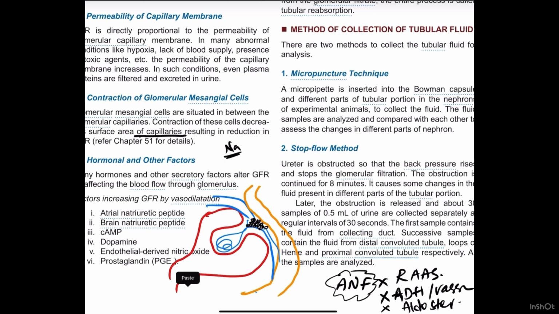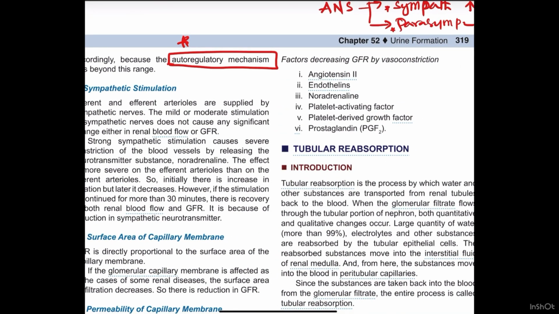Brain natriuretic peptide is also produced as a natriuretic factor, along with cyclic AMP and dopamine, the happy hormone, which sometimes acts as an inhibitory neurotransmitter. Serotonin and dopamine are both inhibitory neurotransmitters. Also endothelium-derived nitric oxide and prostaglandin E2. These are some of the chemicals that affect this. And among factors which decrease the GFR, there is angiotensin 2, the RAS mechanism.